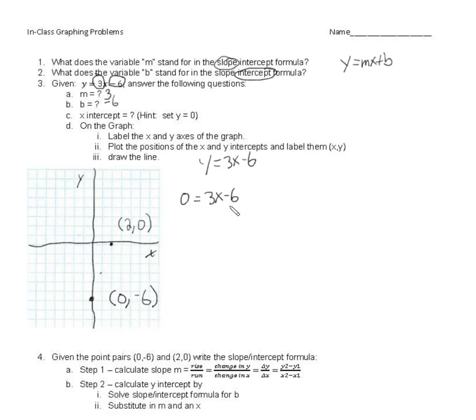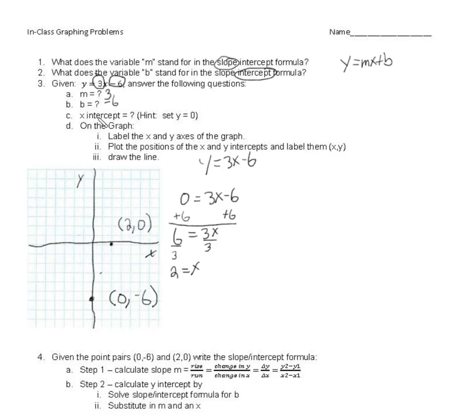If 0 equals 3x minus 6, I'm going to add 6 to both sides. So now I get 6 equals 3x. Well, I want to get x by itself, so I'm going to divide both sides by 3. And that becomes 2 equals x. There it is, right there. X equals 2. That is the x-intercept. And I could give it the point pair 2, 0.